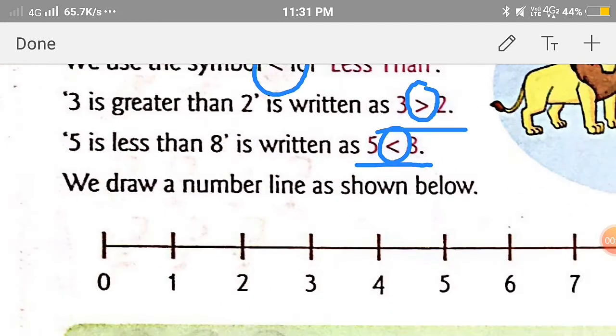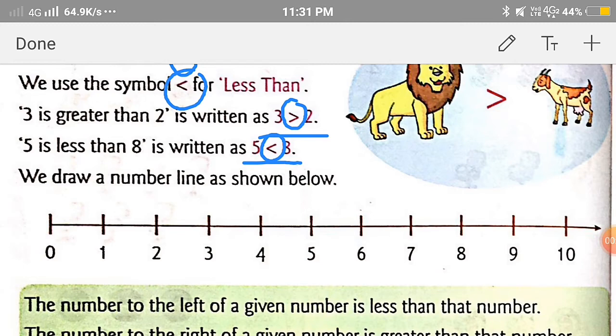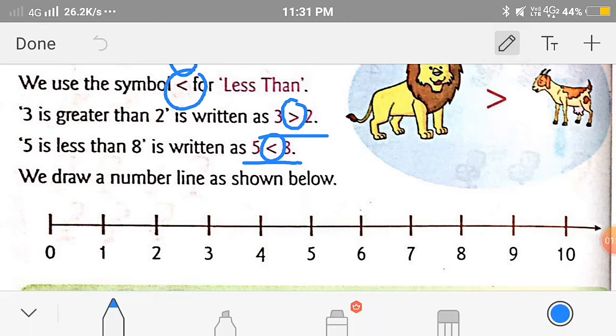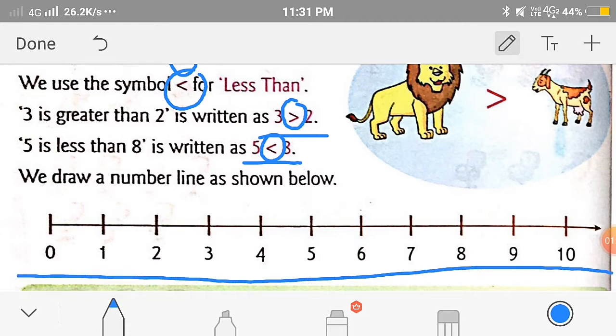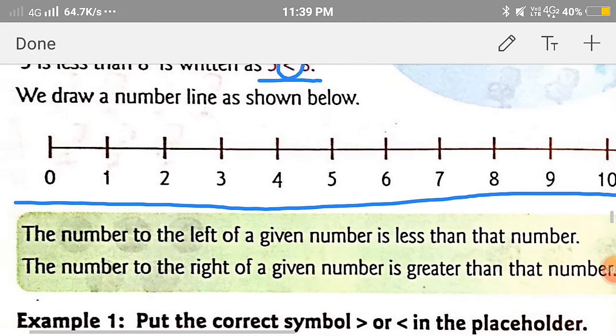Now we'll learn how to use the symbols with the help of the number line. As you can see, there is a line. This line is called the number line and there are numbers written over here. As you can see, 0, 1, 2, 3, 4, 5, 6, 7, 8, 9, 10. So now with the help of this line, we will learn how to use the symbols of greater than and less than. So let's see.